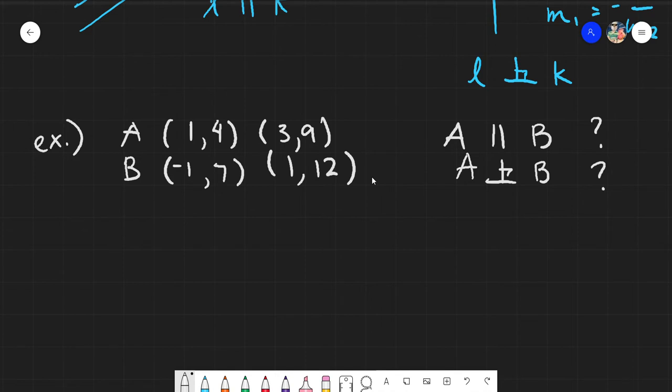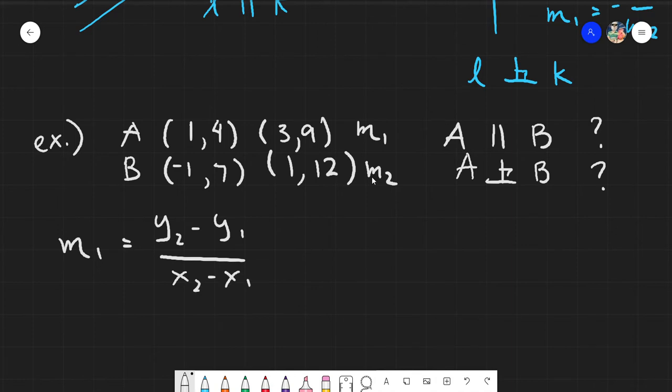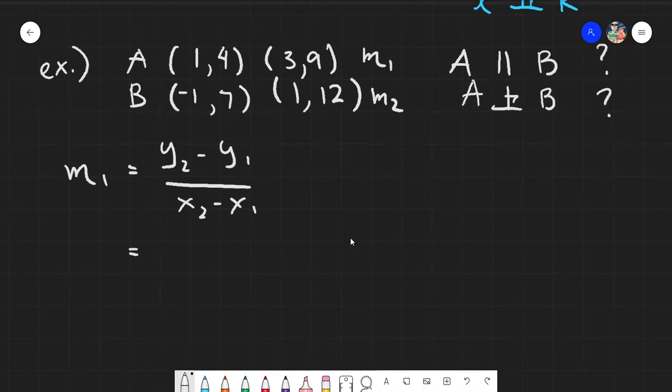For us to determine whether they are parallel or perpendicular, we have to determine the slope. Again, the only thing that will show you the relationship of parallelism and perpendicularity depends upon the slope. So, let's say this is m sub 1 and this is m sub 2. For m sub 1, we need to recall the formula for the slope, which is y sub 2 minus y sub 1 over x sub 2 minus x sub 1. Substituting the values for m sub 1, we have 9 minus 4 and 3 minus 1, giving us a slope of 5 over 2. So, this is our slope.